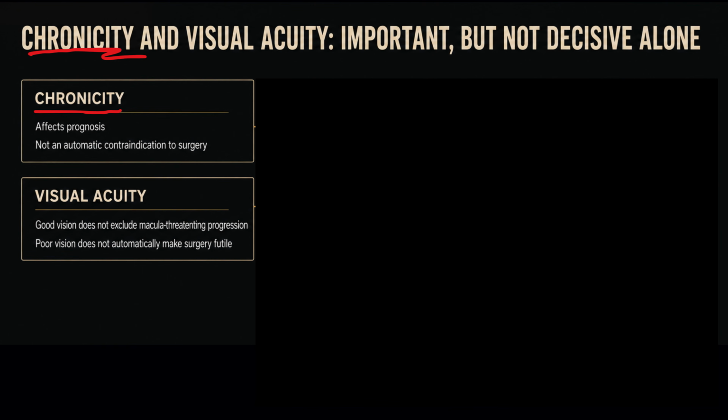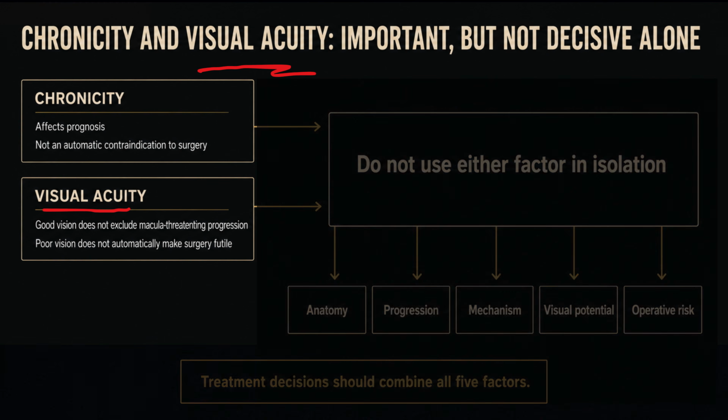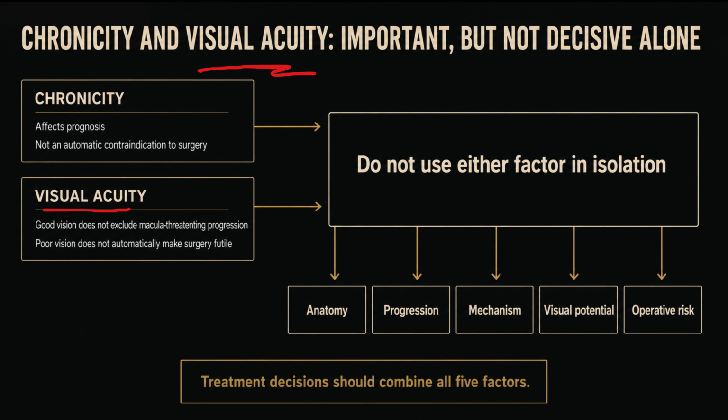Another feature is the chronicity of the retinal detachment. Chronicity definitely affects the prognosis, but it should not be used as an automatic contraindication to surgery. Even a long-standing macula-involving TRD may obtain anatomical and sometimes functional benefit in a carefully selected eye. Similarly, visual acuity should not be used in isolation. Good vision does not exclude progressive macula-threatening traction, while poor vision does not automatically mean that the surgery will be futile. The decision, therefore, should combine the anatomy, progression, mechanism, visual potential, and the operative risk involved.